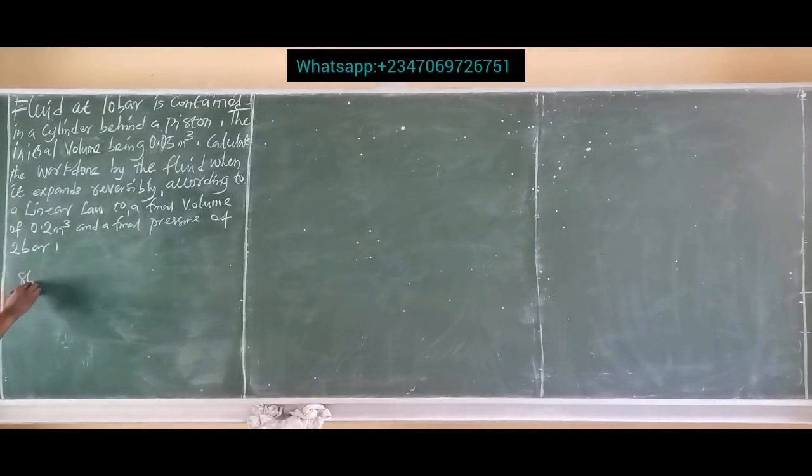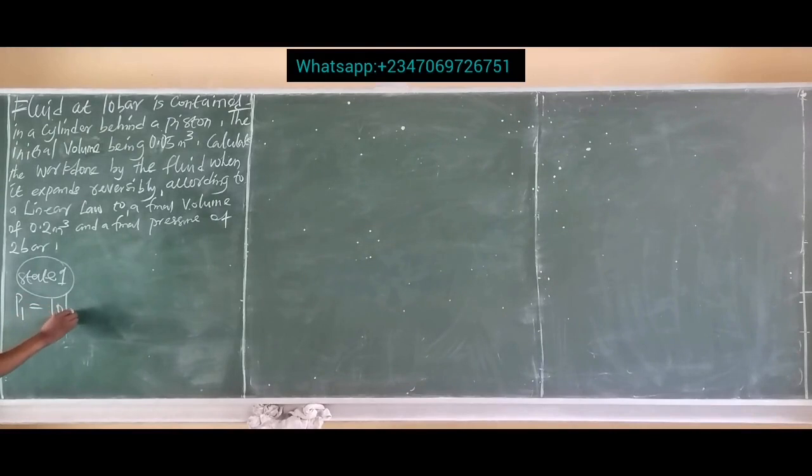First of all, we consider the conditions at state 1. At state 1 we have fluid at 10 bar, which means initial pressure P1 equals 10 bar, contained in a cylinder behind a piston, the initial volume being 0.05 meter cube. So initial volume V1 is equal to 0.05 meters cube.